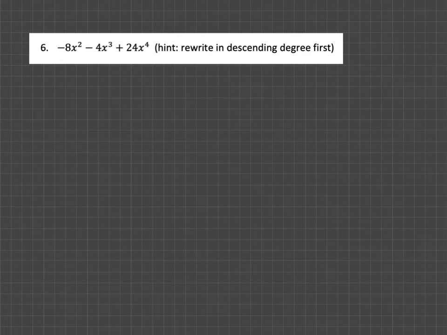Before we start to factor this one, notice that it's not in descending degree. So first thing is rewrite so we've got descending degree. So 24x to the 4th minus 4x cubed minus 8x squared. Now I want you to think, what's going to be our first step here? Hopefully you're thinking greatest common factor.